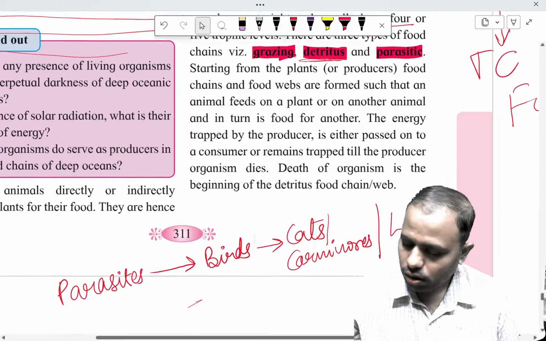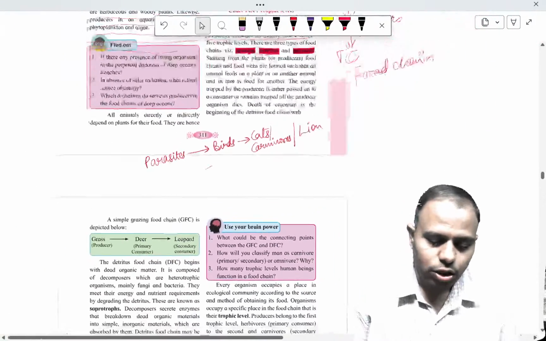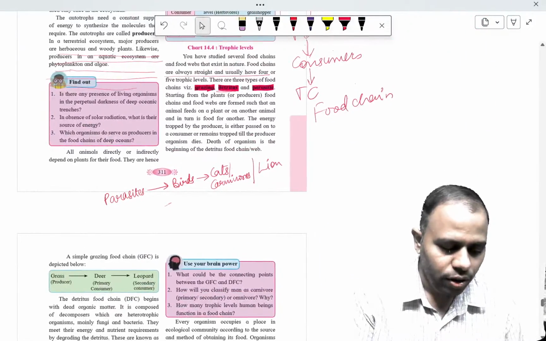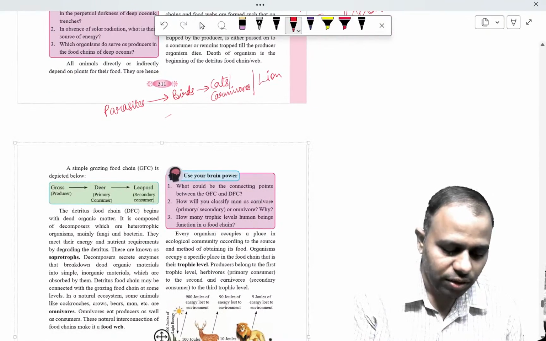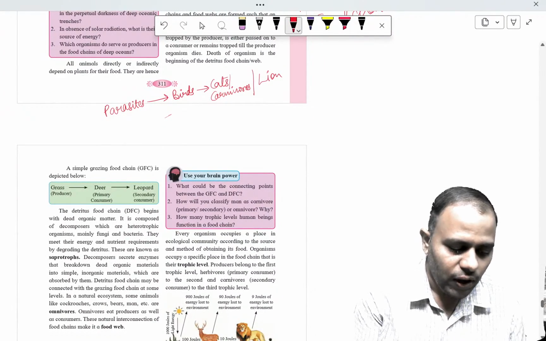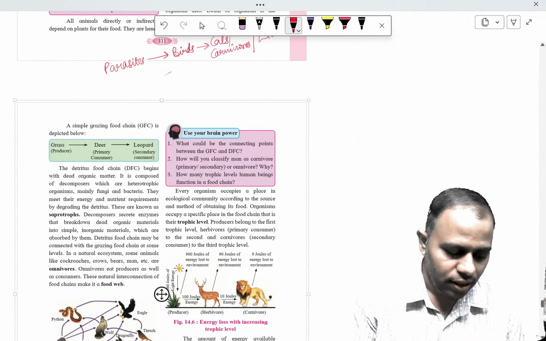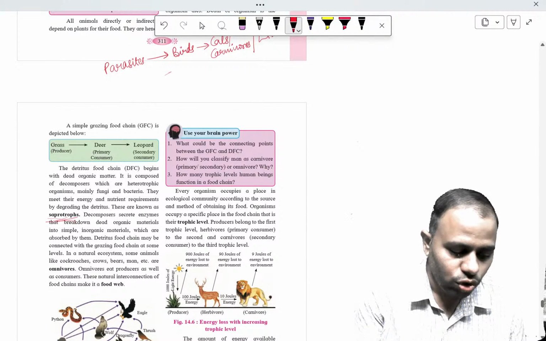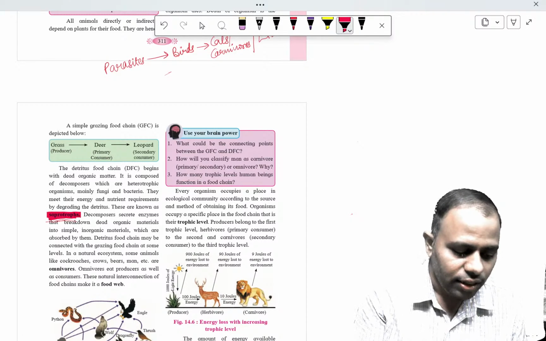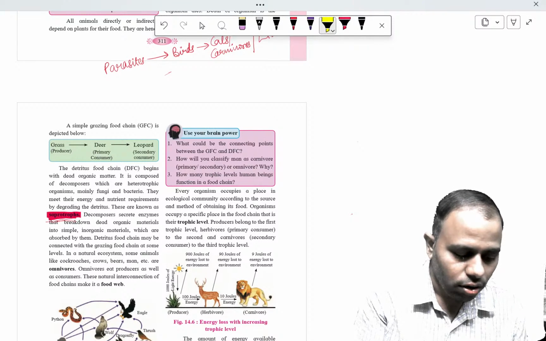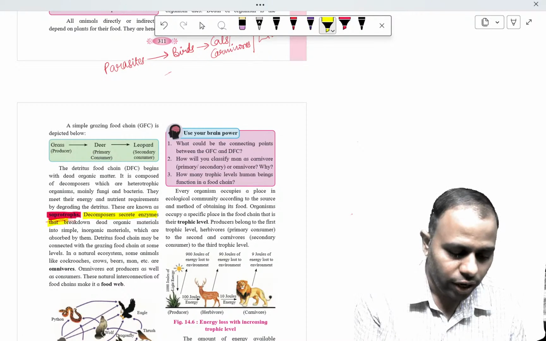So we shall move further now. See here, an example of a simple grazing food chain is given: grasshopper, then deer, then leopard. This is a grazing food chain. Now the detritus food chain, always remember, starts with the saprophytes. Saprophytes are organisms that live on decomposed matter.